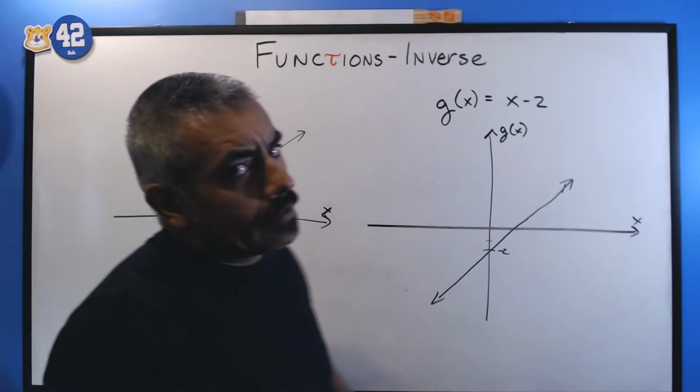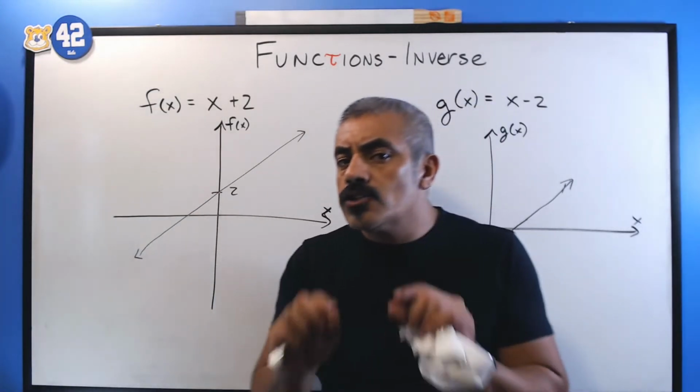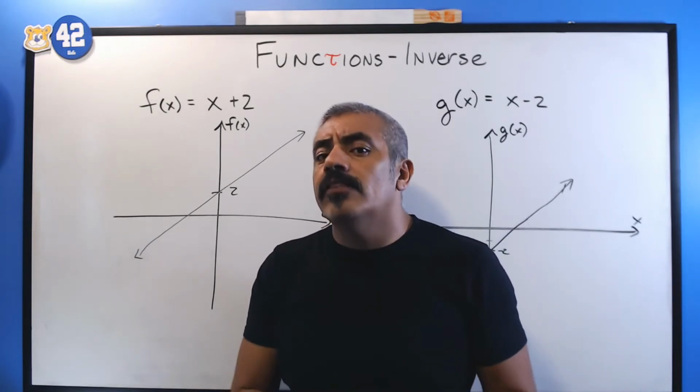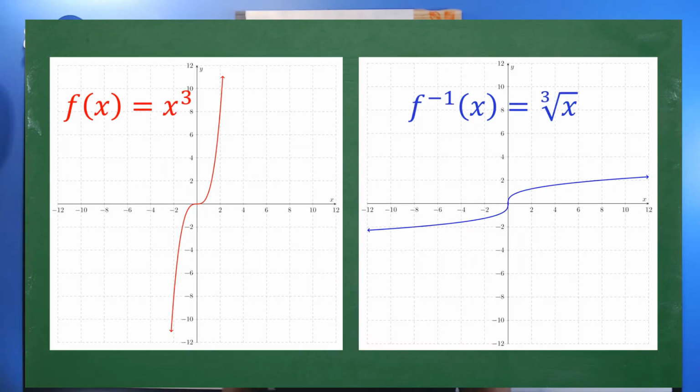Let's take a look at a few other graphs and try to see if we can figure out or spot what the inverse is doing to my function. In this graph, we have y equals x cubed and its inverse, which is y equals the cube root of x.